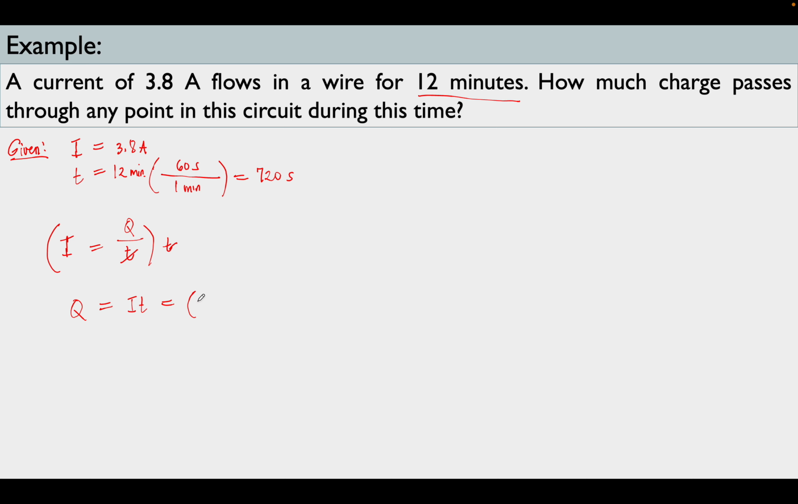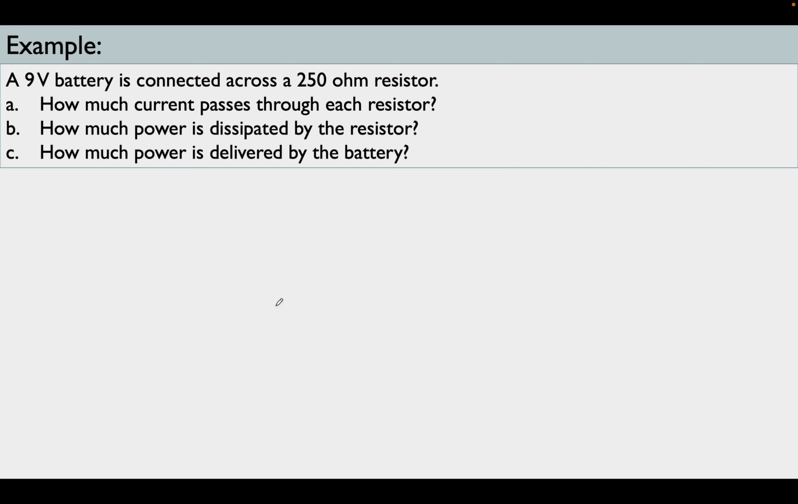So we have here current is 3.8 amperes times the time, which is 720 seconds. So 3.8 times 720, we have here 2,736, and the unit for the charge is in terms of coulombs or coulomb. So the amount of charge that passes through any point in this circuit is equal to 2,736 coulombs. Okay, so let's proceed to another example.